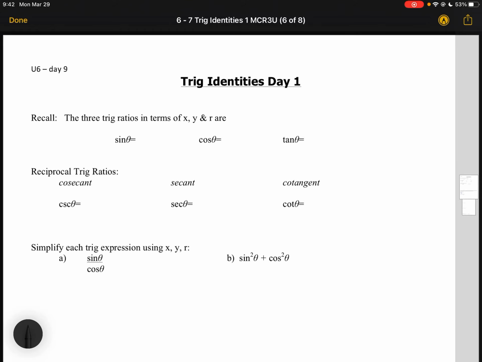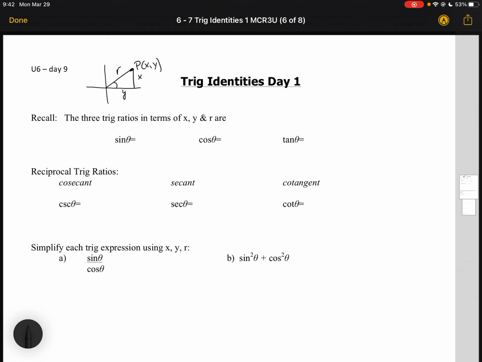This video goes over solving trig identities. And so really, trig identities are writing trig ratios in terms of one another. And they're all based on this idea that a point on the terminal arm of an angle we can represent as (x, y), which gives us our opposite side, our adjacent side, and our hypotenuse.